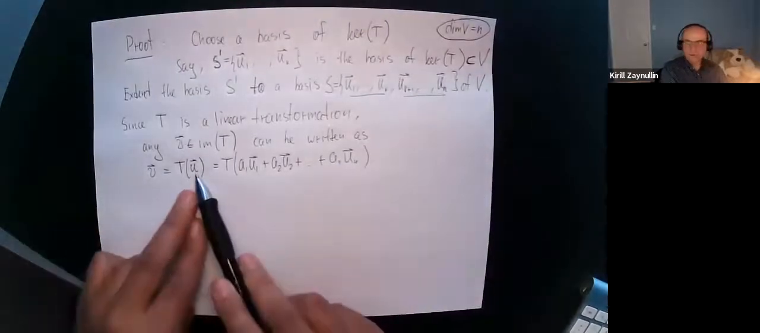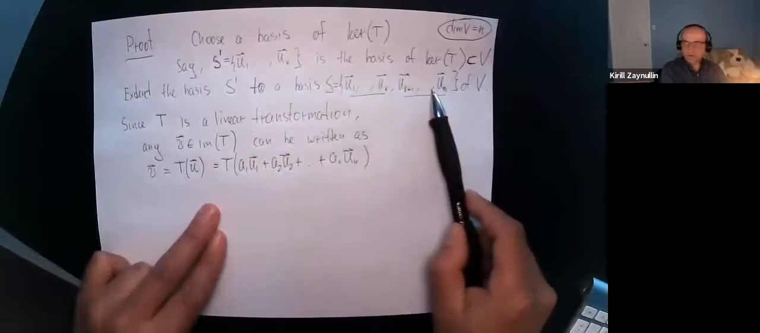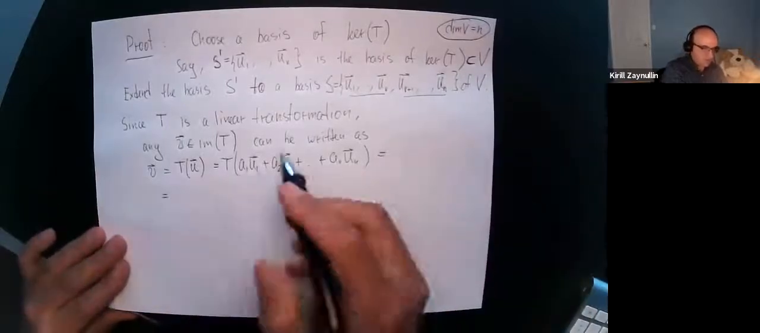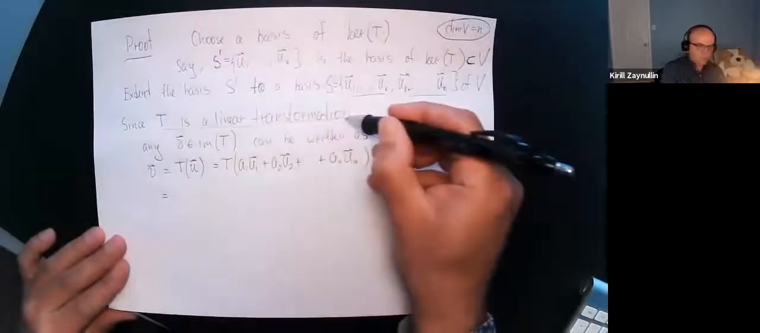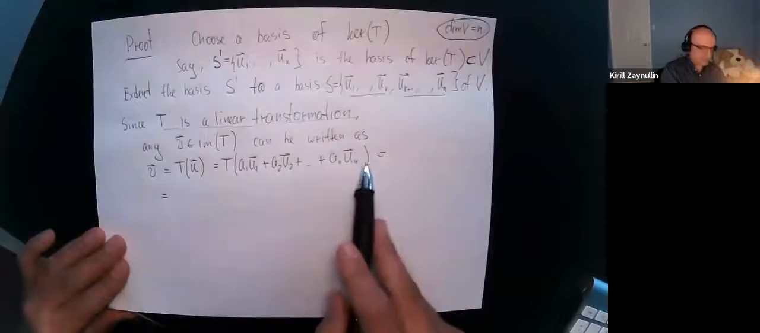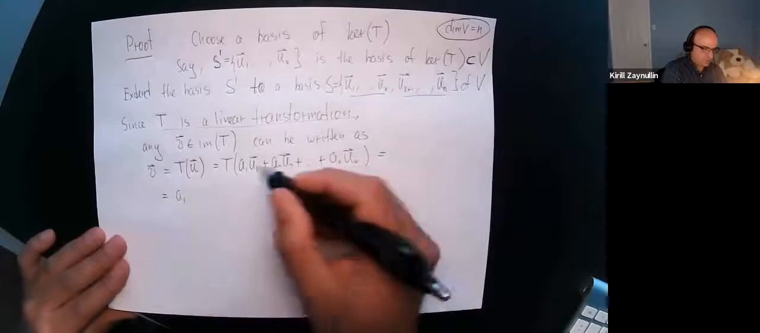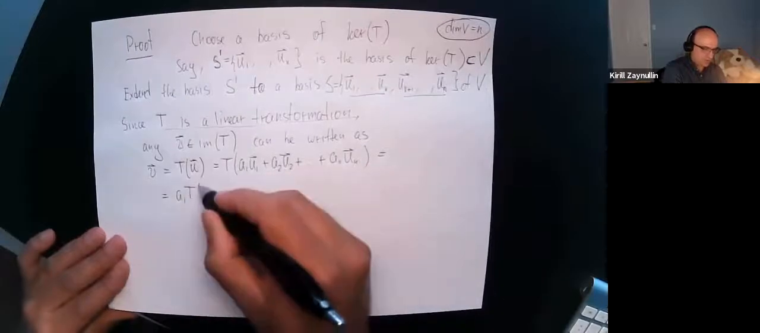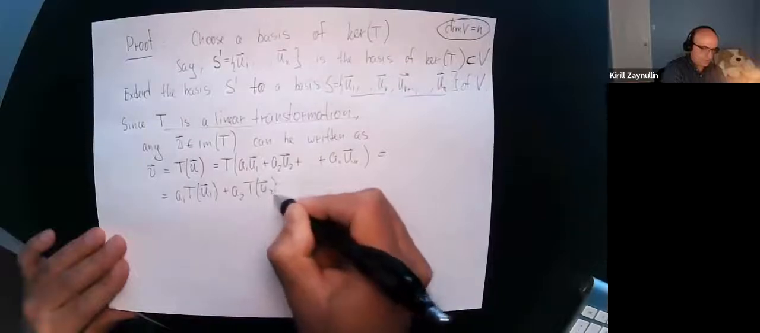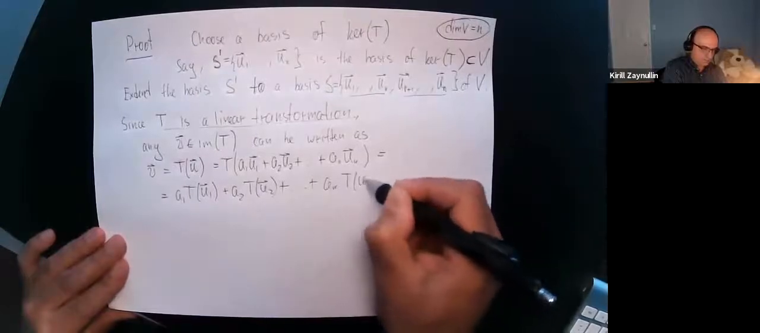Again, any vector u we can write down as a linear combination of the vectors from the basis. And so, what we can do next, since T is a linear transformation, we can expand it. We can open the brackets here, because T is a linear transformation, so we can just write it as a1 times T of u1 plus a2 times T of u2 plus, and so on, plus an times T of un.